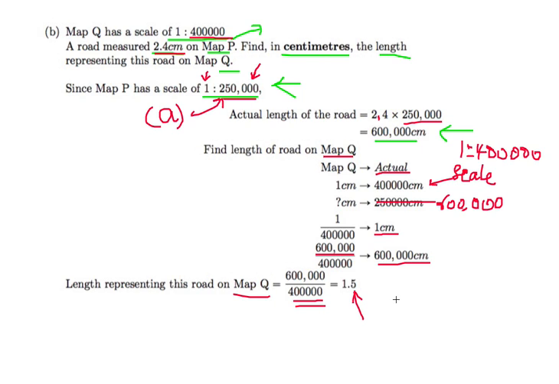So it's quite straightforward if you look at it this way. Basically you just think about it: 1 cm on a map is 400,000 in actual life. So if it's 600,000 in actual, how many would it be on the map? First you have to find 1 cm in actual, which is 1 divided by 400,000. Then you multiply by 600,000.